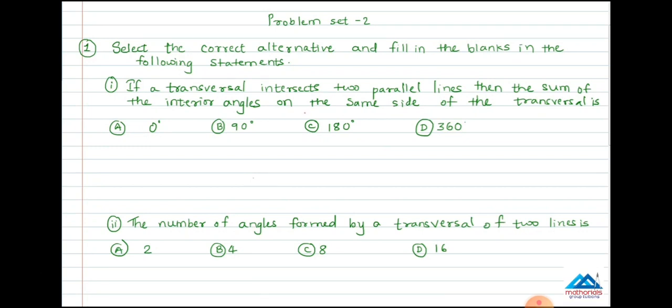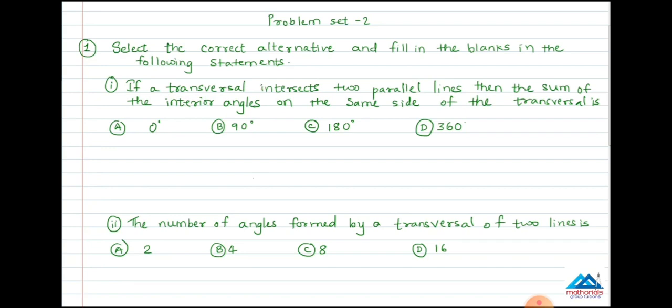If a transversal intersects two parallel lines, then the sum of the interior angles on the same side of the transversal is dash. Four answers are given: 0 degree, 90 degree, 180 degree and 360 degree. Interior angles are supplementary. This is the property of the interior angles. The sum of the two interior angles is supplementary. Supplementary means 180 degrees.